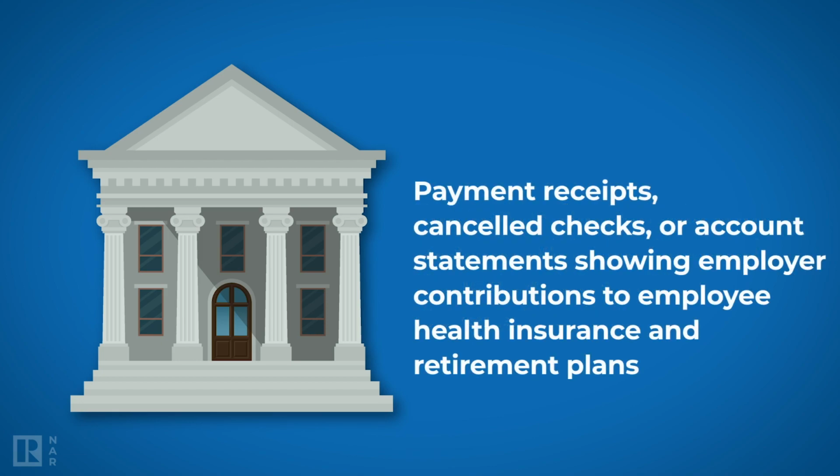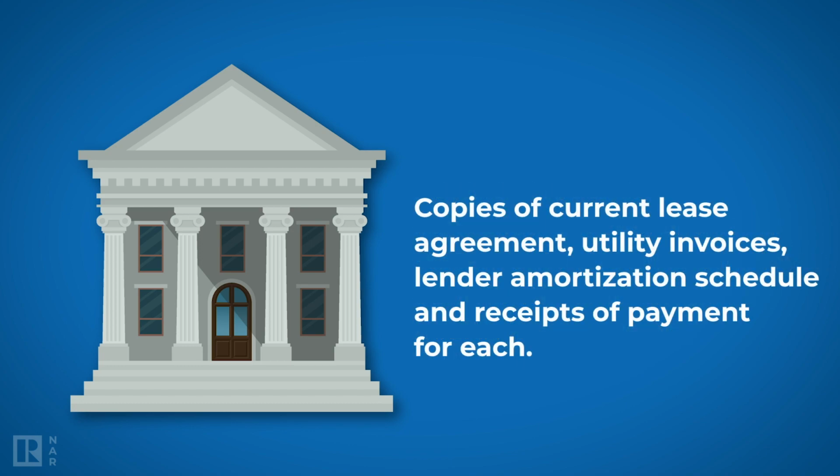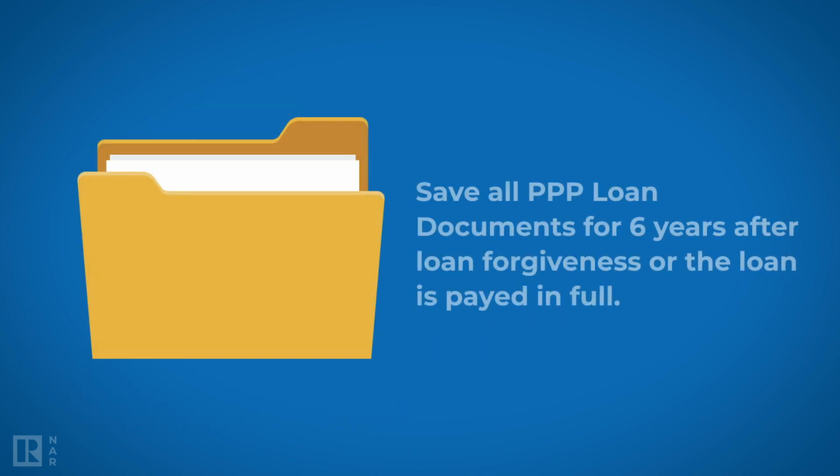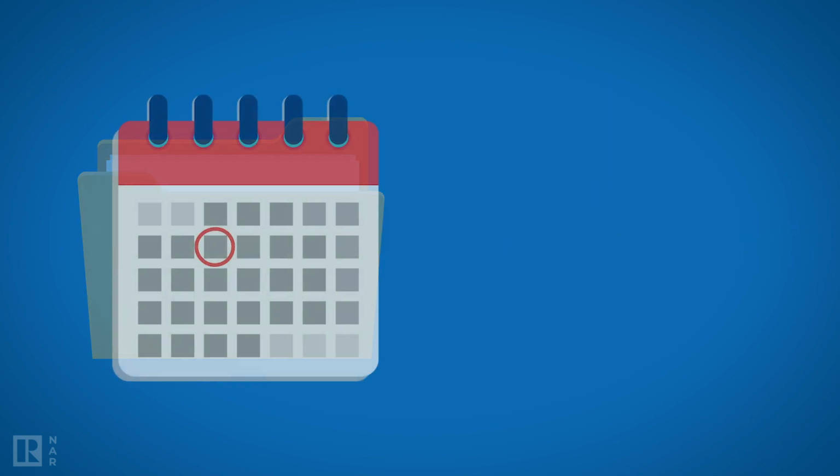Payment receipts, canceled checks, or account statements showing employer contributions to employee health insurance and retirement plans. This is not applicable to self-employed individuals with no employees. Copies of current lease agreement, utility invoices, lender amortization schedule, and receipts of payment for each as applicable to support non-payroll costs. Also, borrowers must maintain all PPP loan documents for 6 years after the loan is forgiven or repaid in full.